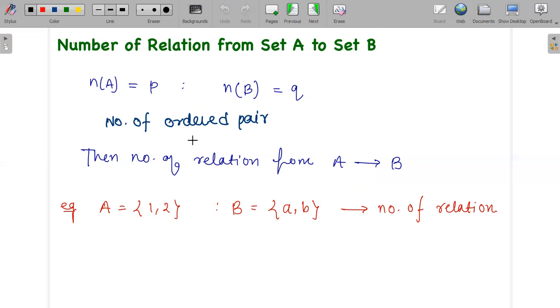Now let's come to the next topic, where the number of relations is required. To understand that, let me take this example. In set A, we have elements 1, 2. In set B, we have two elements, b, a. We need to find how many relations there are.